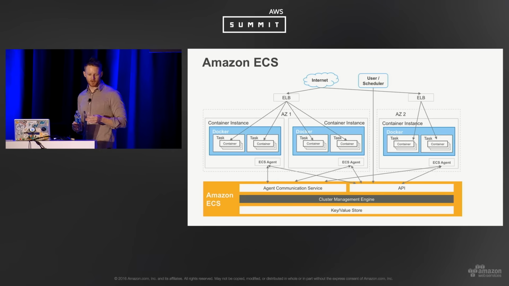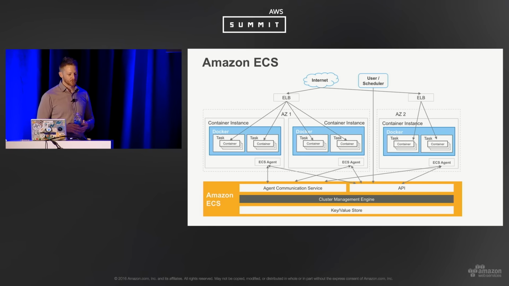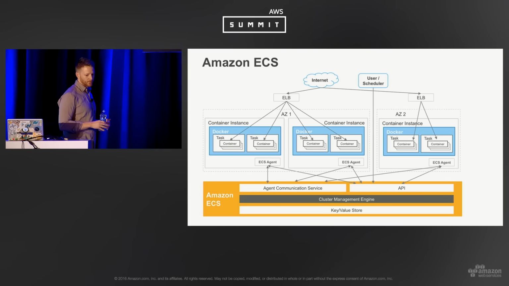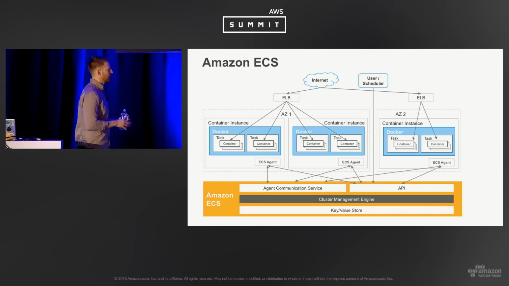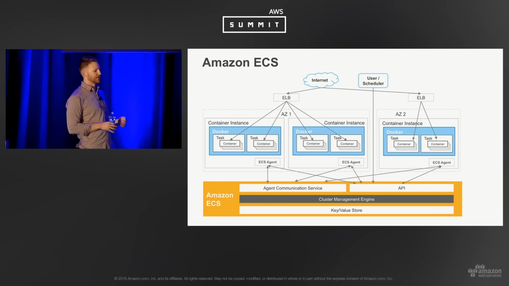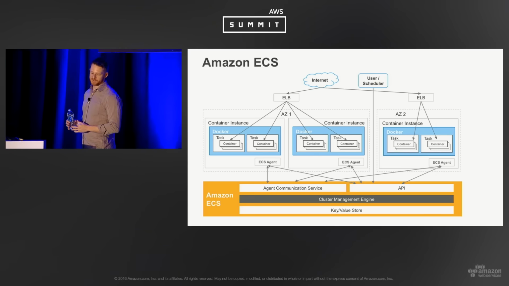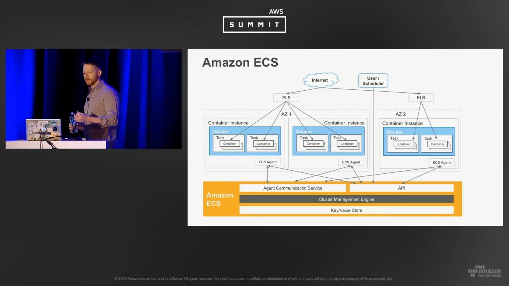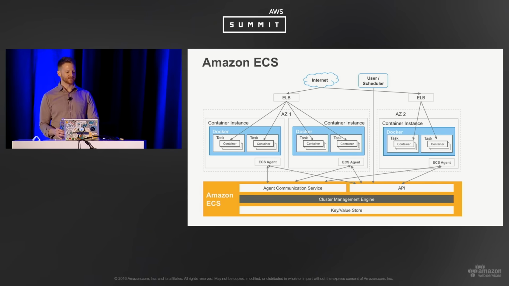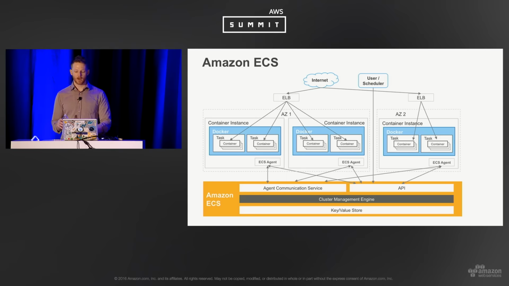Awesome. So the main components, again, just to reiterate, the key value store is what provides that consistency control. The cluster management engine keeps track of all of the state. The API allows you to interact with and query these two resources. And the agent communication service is what actually does the communication between all of the instances and the backend components in ECS.